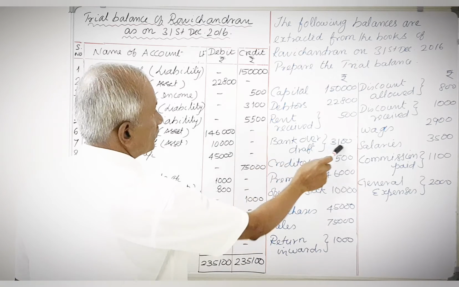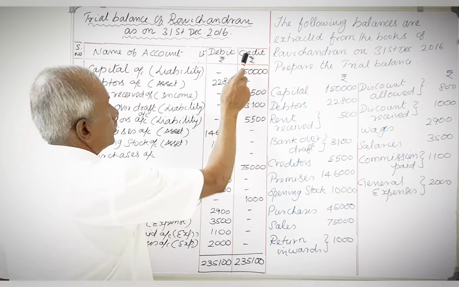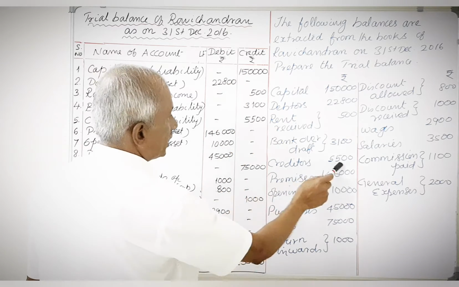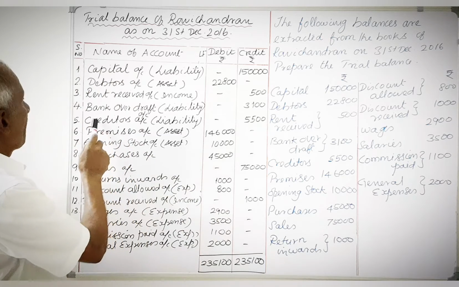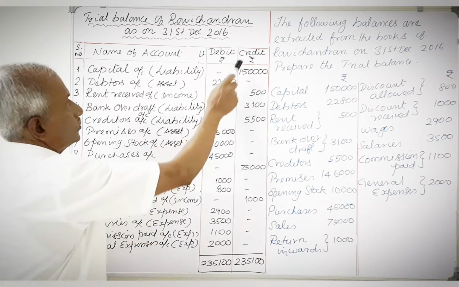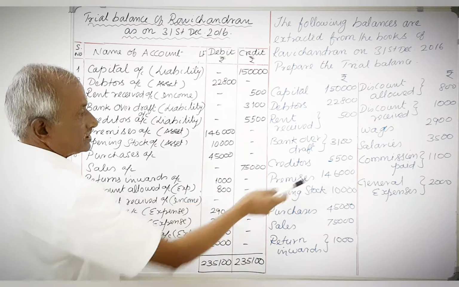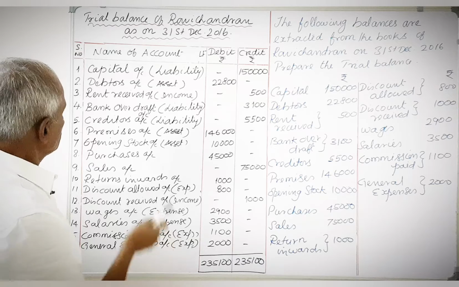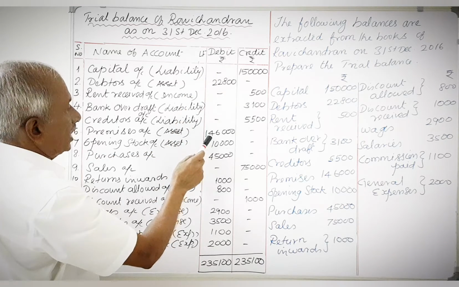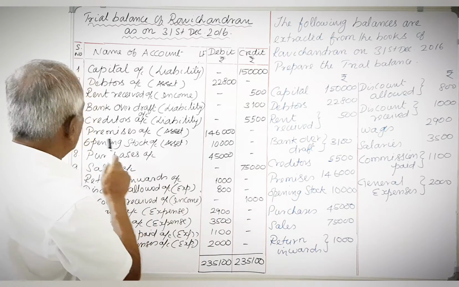Bank overdraft 3,100. Bank overdraft is a liability, so credit side of the trial balance 3,100. Creditors 5,500. Creditors account is a liability, so credit side of the trial balance 5,500. Premises 1,46,000. Premises is an asset, so debit side of the trial balance 1,46,000. Opening stock 10,000.